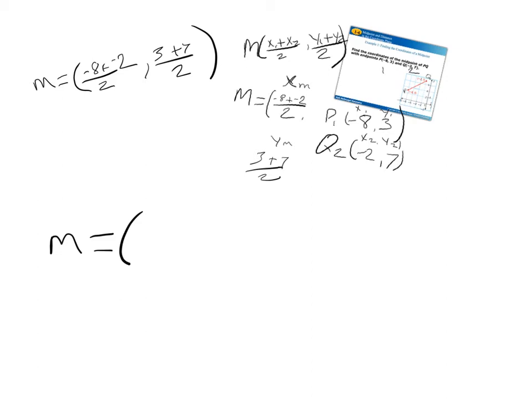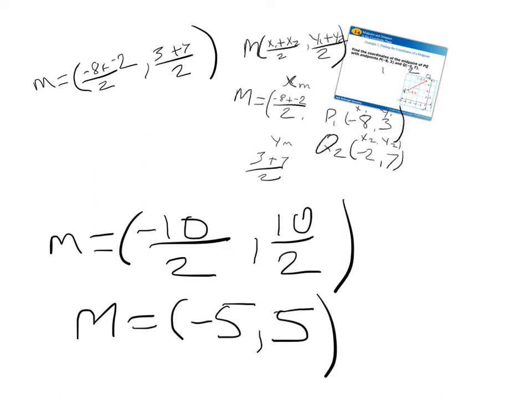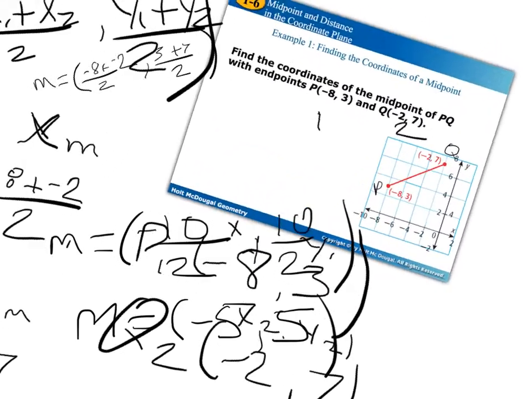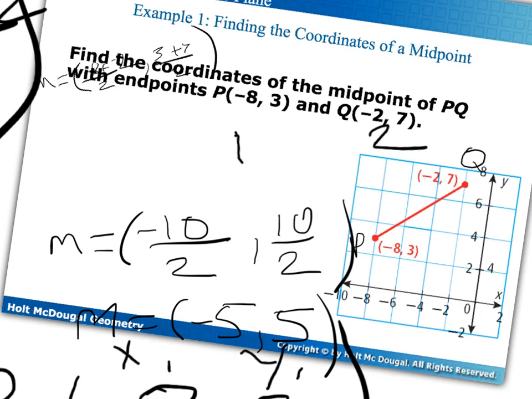-8 plus -2, same signs, add and keep. So -10 over 2. 3 plus 7 is 10 over 2. So when I reduce these, m equals -5, 5. So now the benefit of putting these on a coordinate grid is we can go back and look at -5, 5. So here's -5, you go on your x first, up 5. Right here is what we're saying our midpoint is, and that looks to be about right.